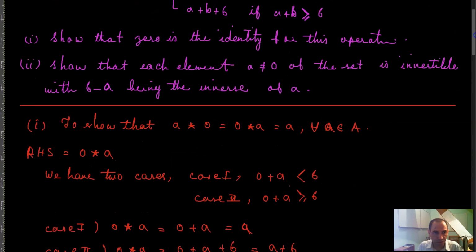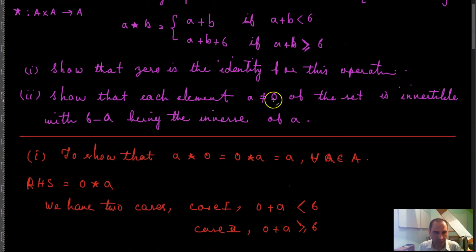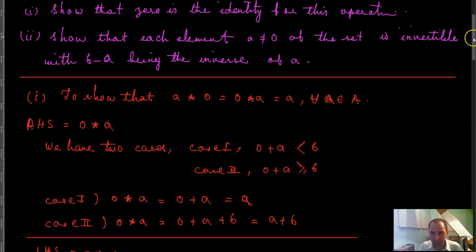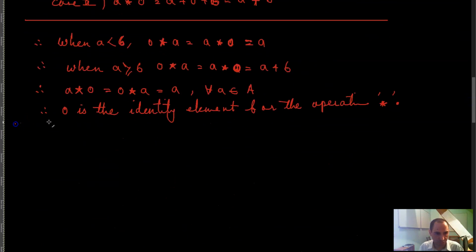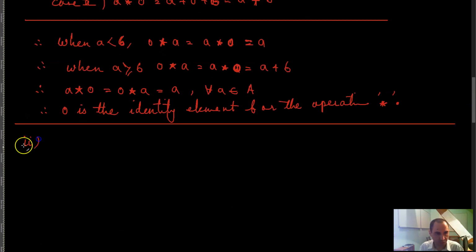Now, part 2 of this question is you want to show that each element A not equal to 0 of the set is invertible, with 6 minus A being the inverse of A, right? So part 2 of the question would be to show that each element of the set is invertible with the inverse of that element being 6 minus A, and of course A not equal to 0.